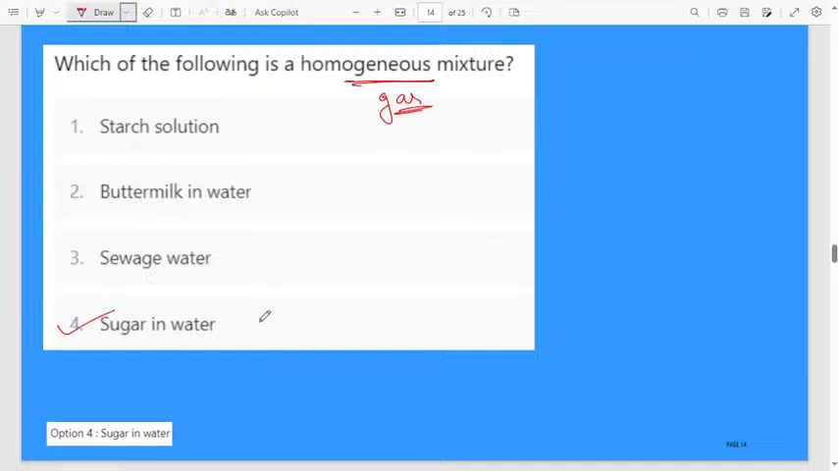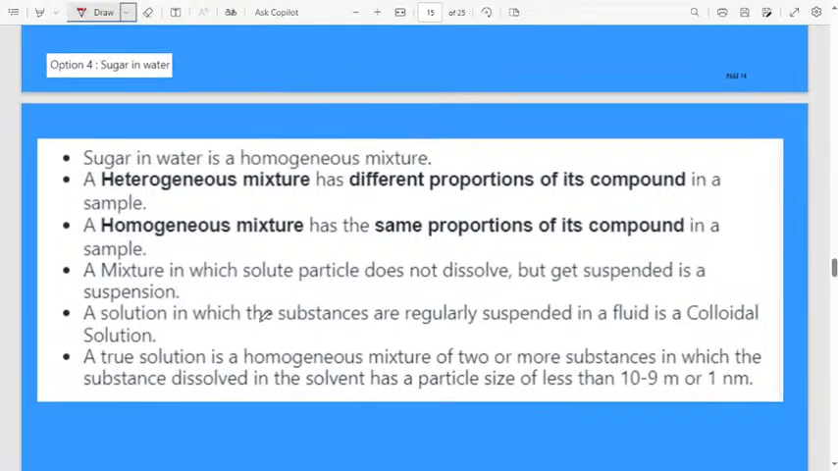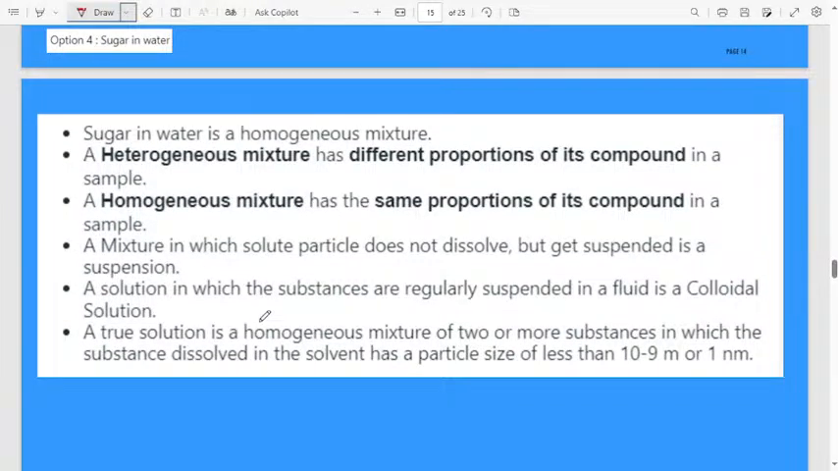The sugar will be completely dissolved in water, uniformly distributed. That one we will consider as a homogeneous mixture. Let us take a quick revision of what is meant by homogeneous and heterogeneous mixture. Sugar in water is a homogeneous mixture. What is meant by heterogeneous mixture?